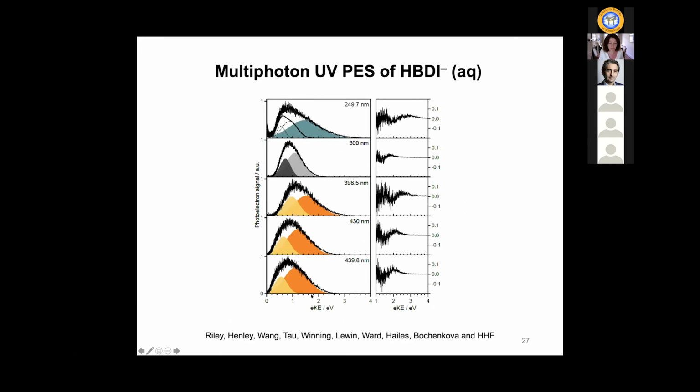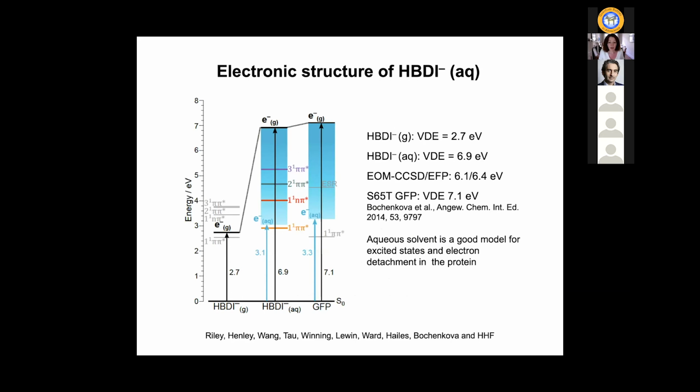This is work that we're just about to submit, so there's no reference. We can fit Gaussians to all of these photoelectron spectra at different regions and assign them to various REMPI and direct detachment processes. But the important result is that we can deduce that the detachment energy increases by about 4 eV for the chromophore when it's placed in solution compared to when it's in the gas phase.